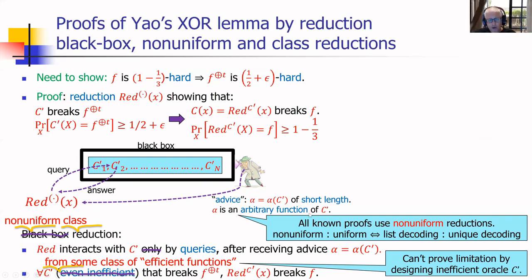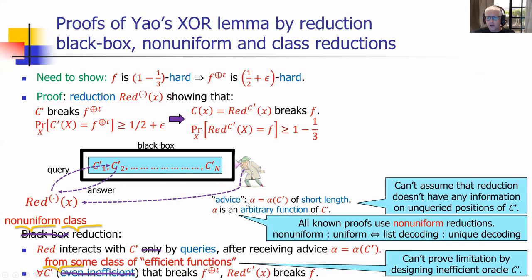And if you're a coding theorist, when you're used to this phenomenon, essentially what happens is that the relationship between a non-uniform reduction and a uniform reduction is kind of like the distinction between list decoding and unique decoding. And this is explained more precisely in the paper. But for now, just believe me that we need to study these reductions. These are the kind of reductions that show up in the literature.